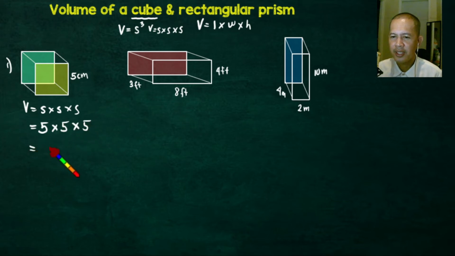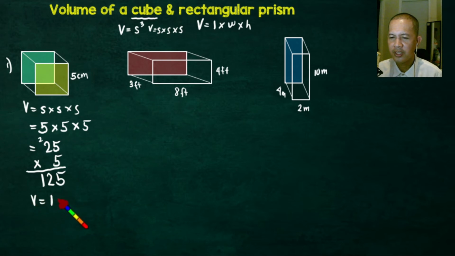So 5 times 5, that is 25, times another 5. So we have 5 times 5 is 25, carry 2, and 5 times 2 is 10, plus 2, sorry, it's 12. So our volume here is equal to 125 cubic centimeters, or cm³. So that is the volume of our cube.